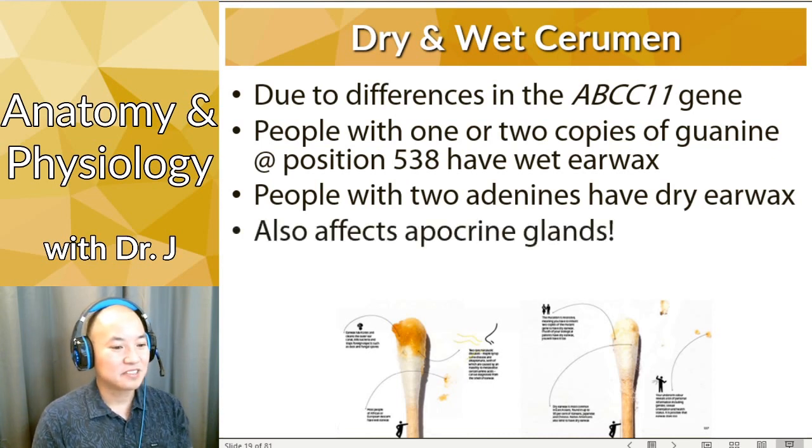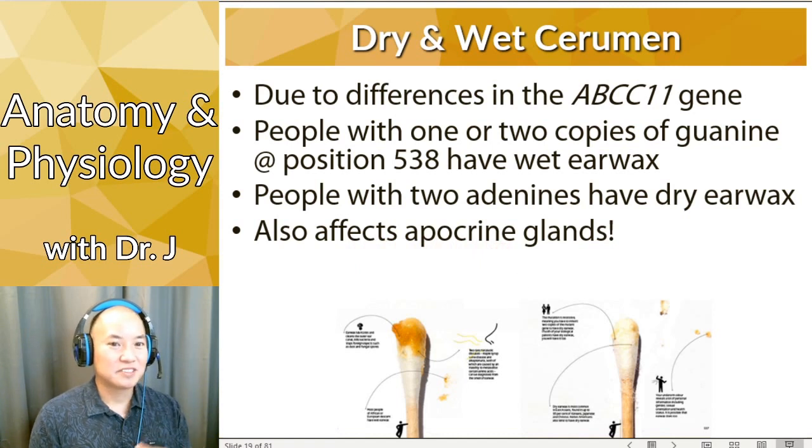So this also affects your apocrine glands as well. This gene is not only active in your ceruminous glands, it's also involved in your apocrine glands. The other cool thing is that, I forgot the exact percentages, but about 80 to 90% of people with East Asian ancestry have dry earwax, whereas people with African and European ancestry, the vast majority of them have wet earwax.